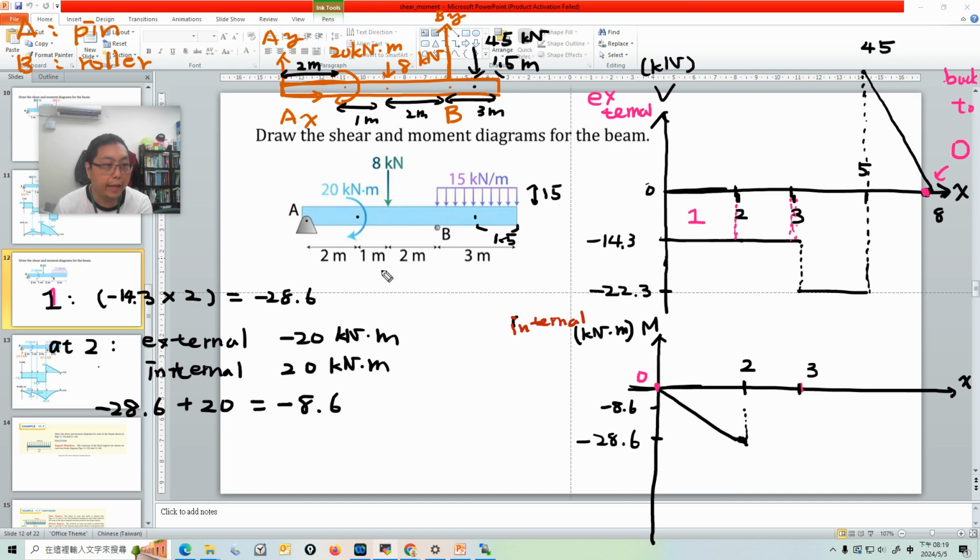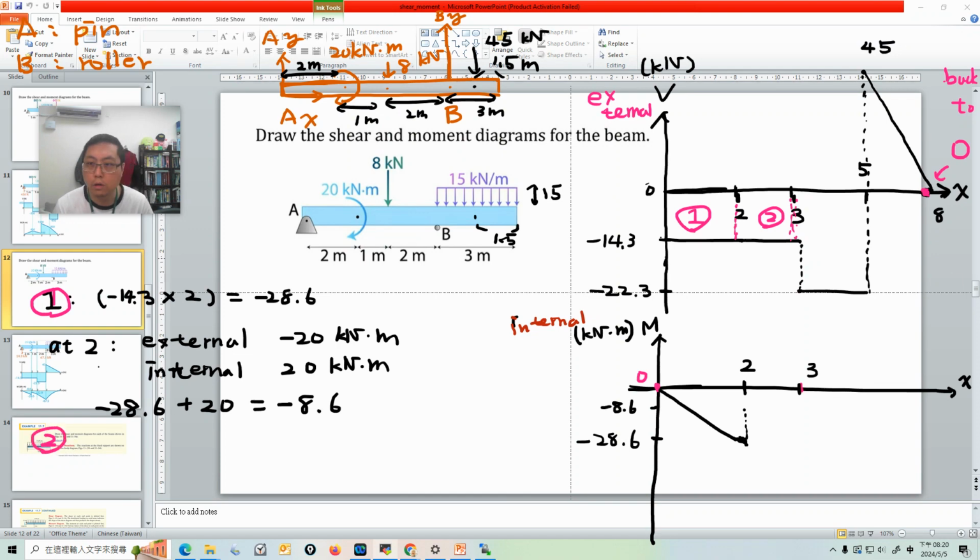And from position 2 to position 3, there is no external moment. We see the shear diagram has an area here. So here is an area.